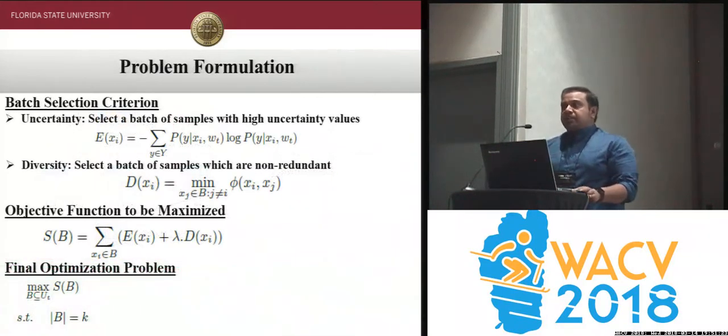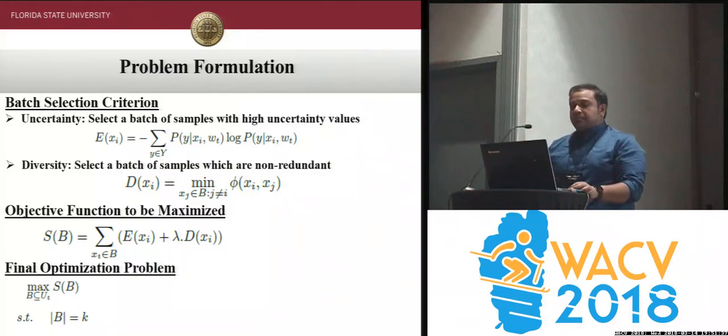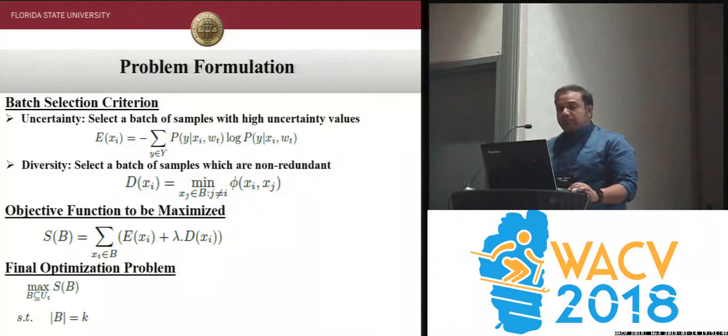Our active learning batch selection criterion is based on uncertainty and diversity, where the uncertainty of an unlabeled sample is computed as the entropy of the posterior distribution, as shown in this equation. The diversity of an unlabeled sample is computed as its minimum distance from the already selected batch. The final objective function to be maximized is a weighted sum of the entropy and the diversity terms. And the final optimization problem to solve is to maximize this score S(B) subject to a cardinality constraint on B.